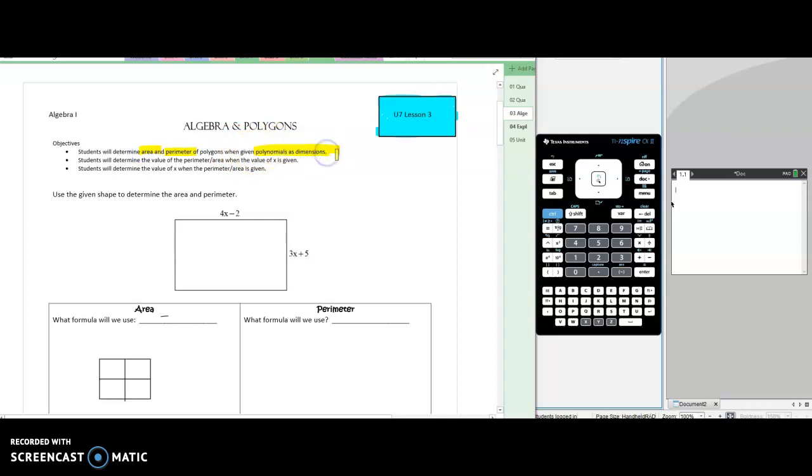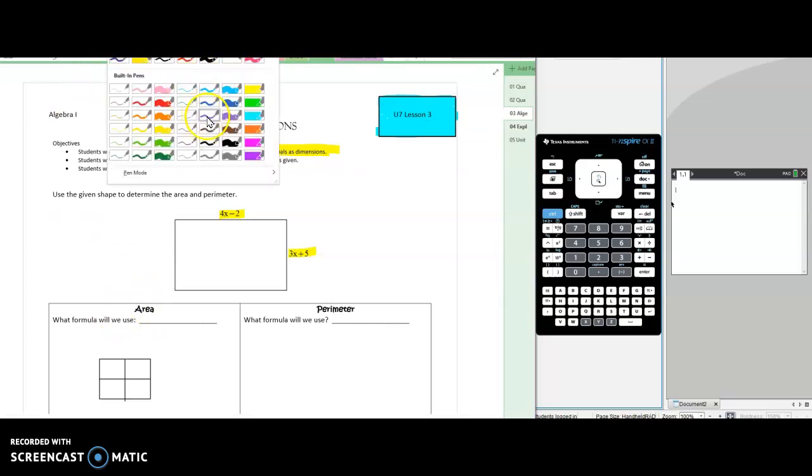Instead of using numbers as dimensions, we're going to be given polynomials. This is one polynomial, 4x minus 2, another one, 3x plus 5. We're going to determine the value of the perimeter and area when x is given. So we're going to take these polynomials and plug in the value of x. Then we're going to determine the value of x when they give us the perimeter and area. There are lots of different ways that we're going to work these problems, so we're going to really have to think about how we're working these.